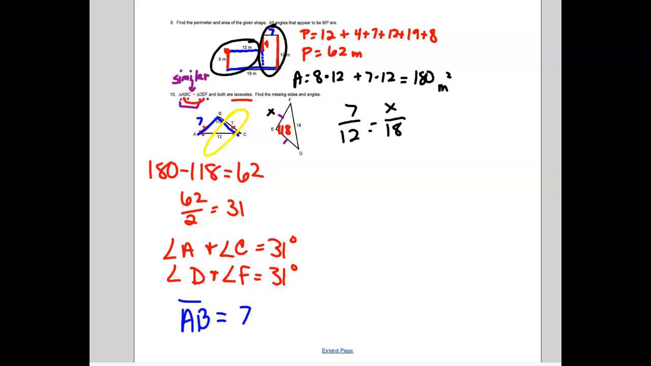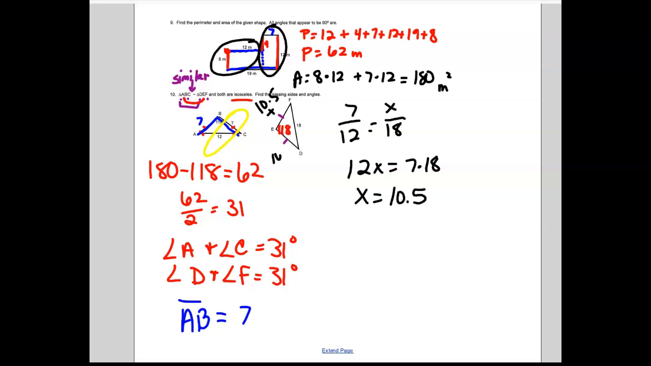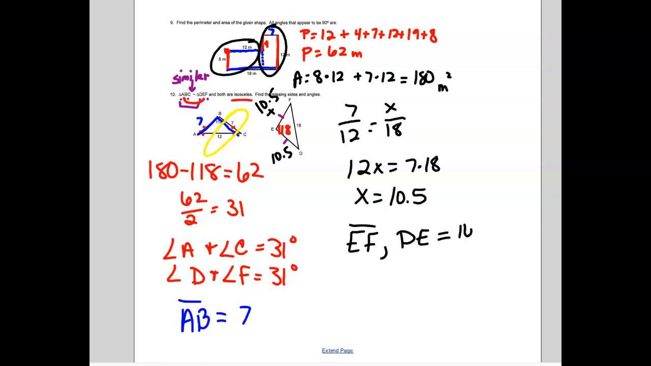And when we cross multiply, we're going to get 12x equals 7 times 18. Dividing by 12, we end up with 10.5. So my missing sides here would be 10 and a half. Okay? So segment BC and segment EF and DE are both 10.5.